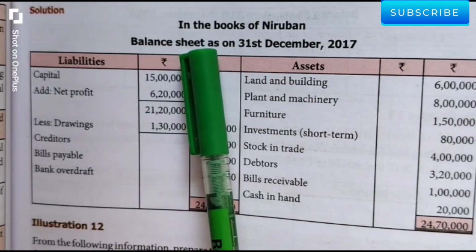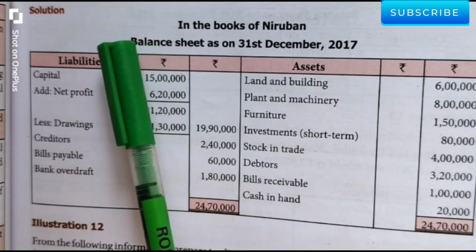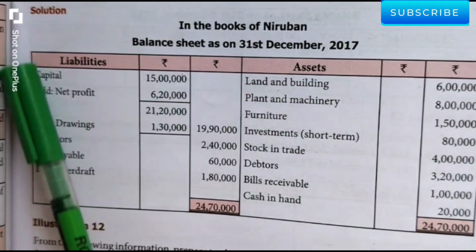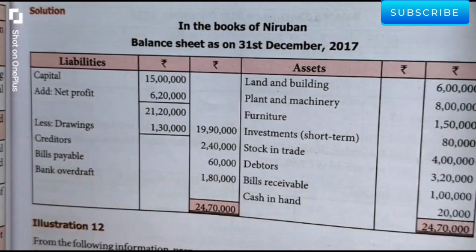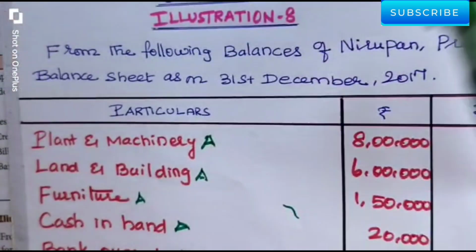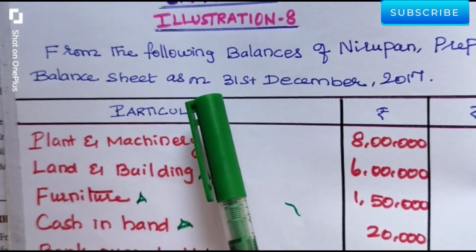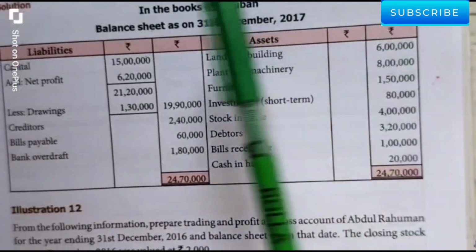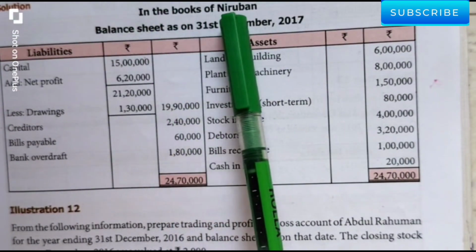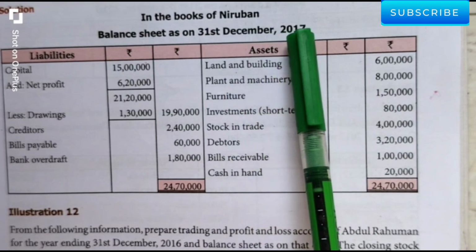Okay, so before we enter the given information into the balance sheet, we have to prepare the format of the balance sheet. What's the format? Whose books are we going to prepare? In the books of Nirupan, dated 31st December 2017. So the heading is: in the books of Nirupan, balance sheet as on 31st December 2017.